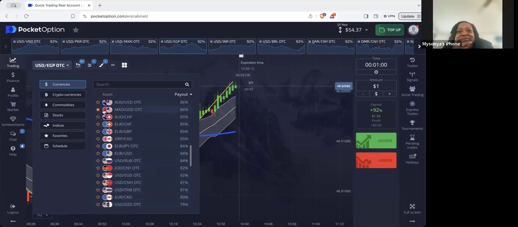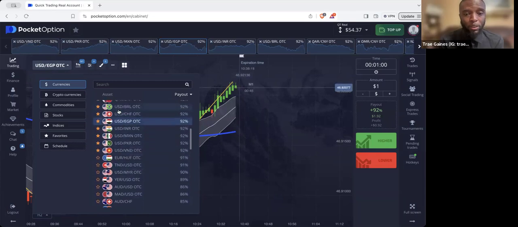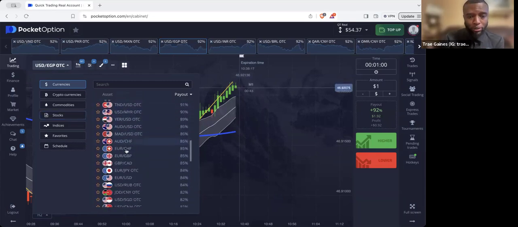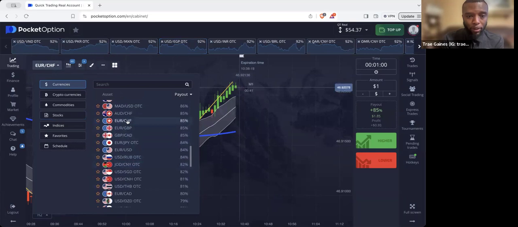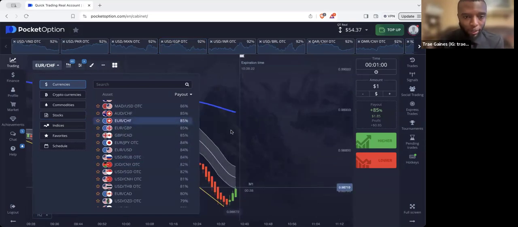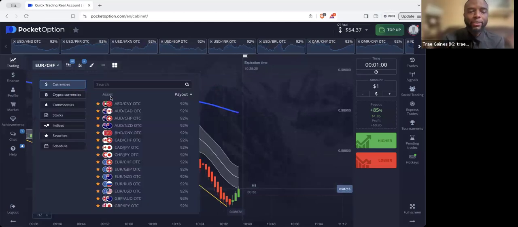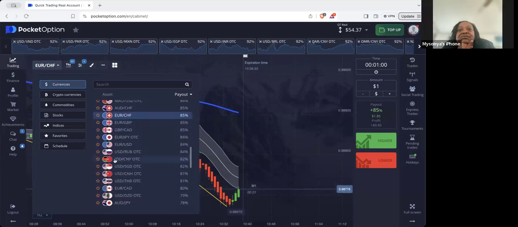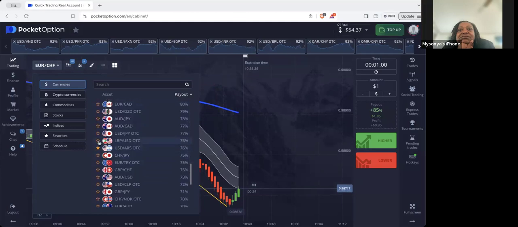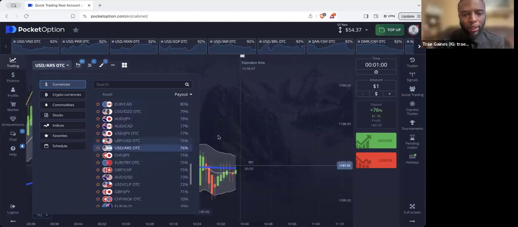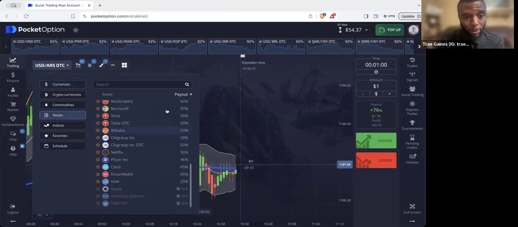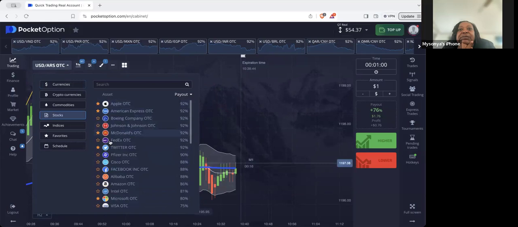Because the one thing I love about OTC trading, unlike regular pairs, so these are regular pairs. Now these pairs here, the EURCHF without the OTC, this is the actual market. This is what people across the world are trading. The OTC is Pocket Option's own version of that pair. So that's why we can trade 24/7. Inflation, all that stuff, it don't really matter. We good as long as we got Wi-Fi and we got cash out.